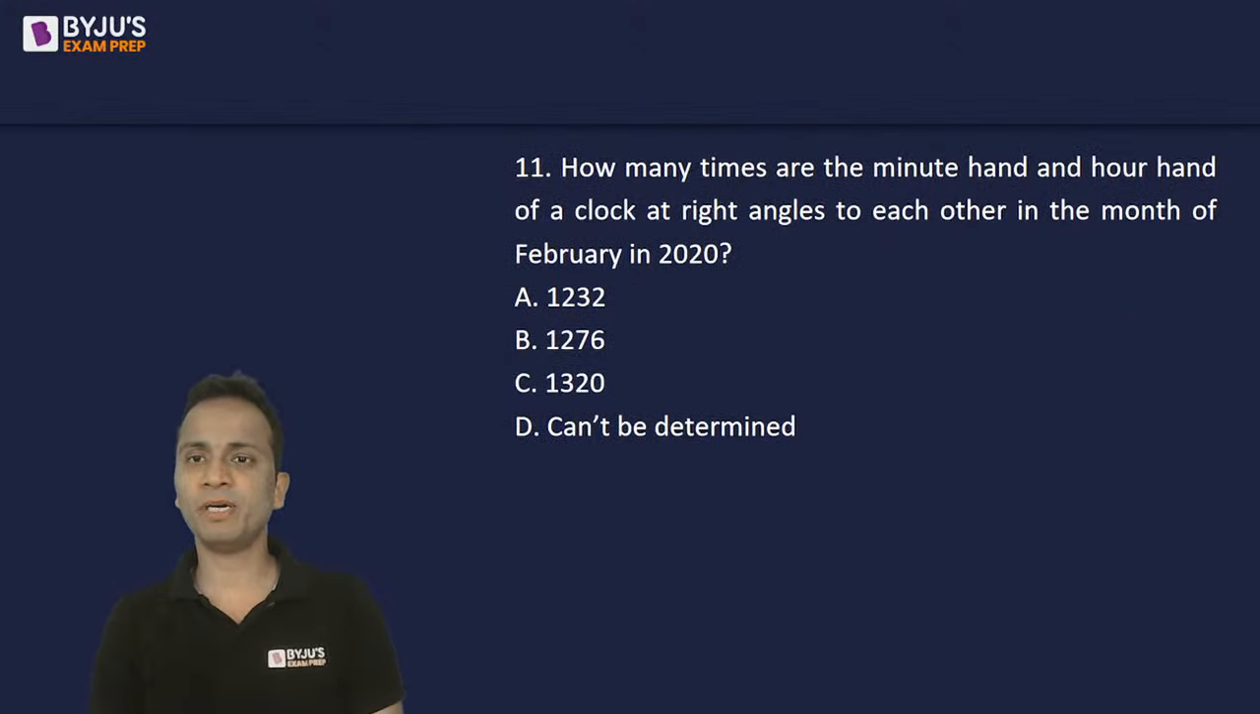Next question, question number 11. Now, how many times are the minute hand and hour hand of a clock at right angles to each other in the month of February 2020?